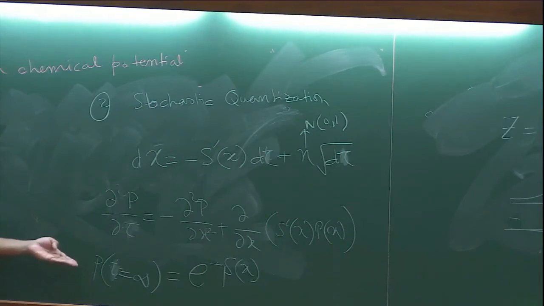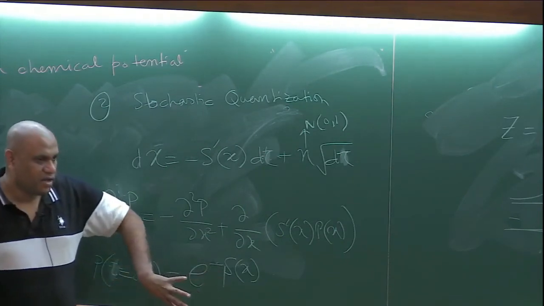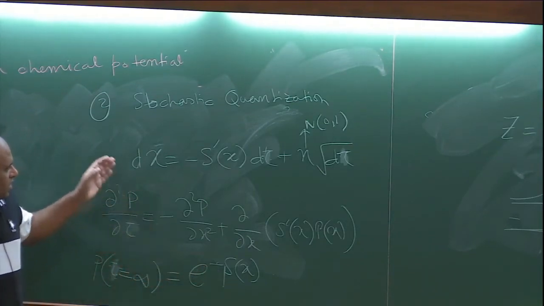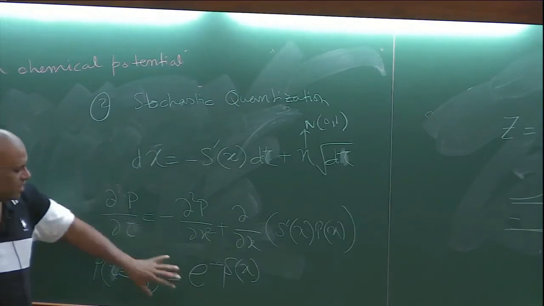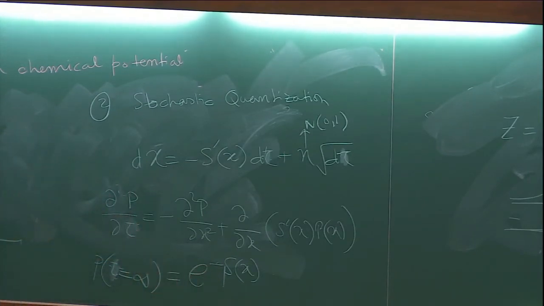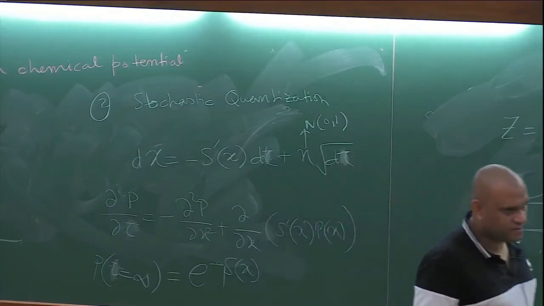So at large stochastic time, you expect that the steady state probability distribution of this theory will be something like e to the power minus S[x], and will sample this value. So this is the idea of stochastic quantization.